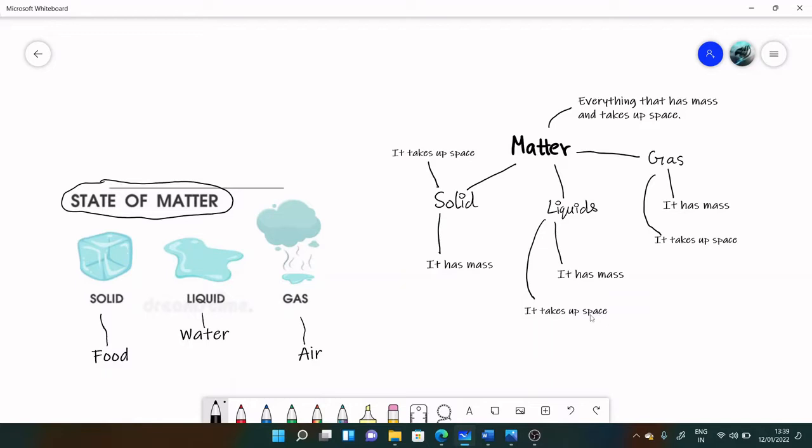What makes a solid have a fixed shape? What makes a liquid liquidy? What makes a gas a gas? Let's figure that out in this class.